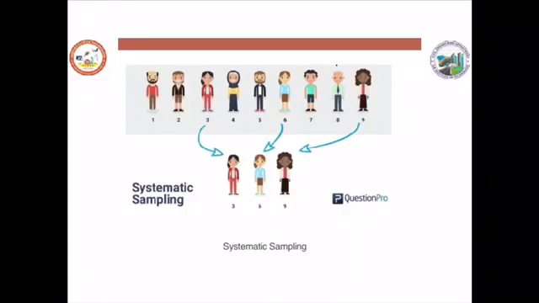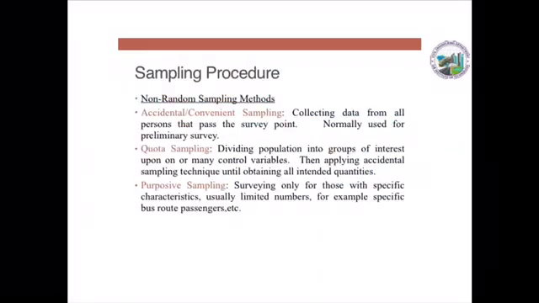So these are some of the methods. You can see here we have a range of numbers from 1 to 10. We have taken every third individual, or multiple. The people bearing a number that is a multiple of 3 have been taken. That is how systematic sampling is done.